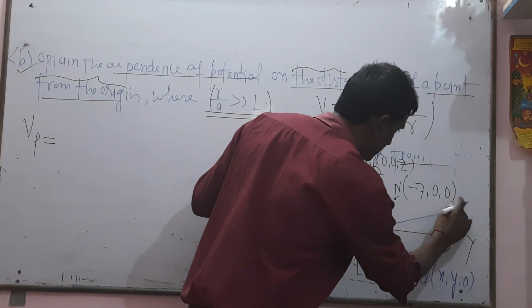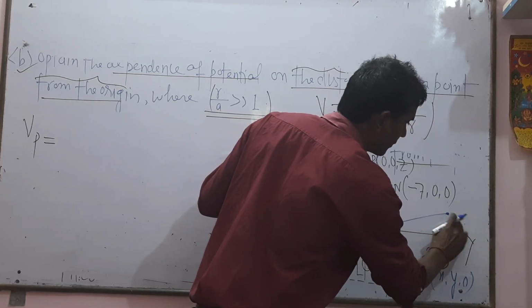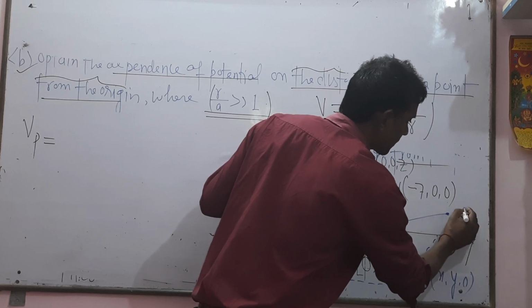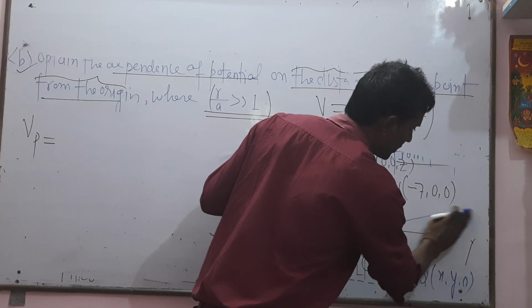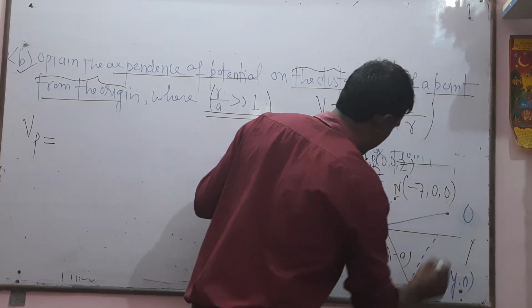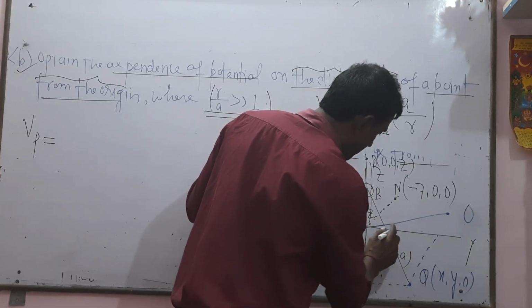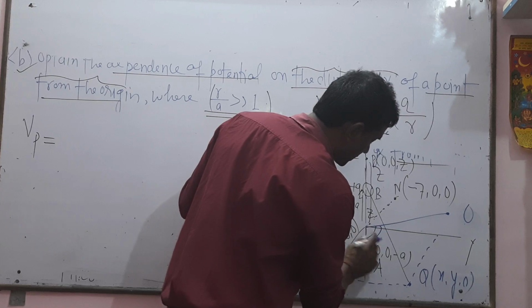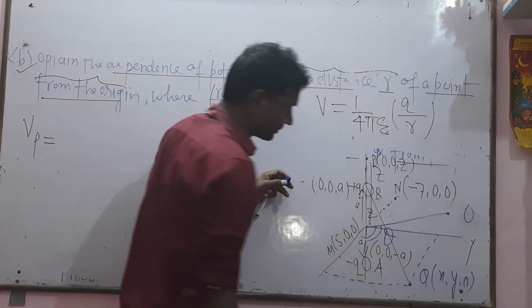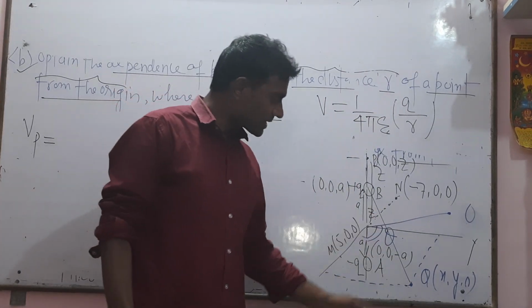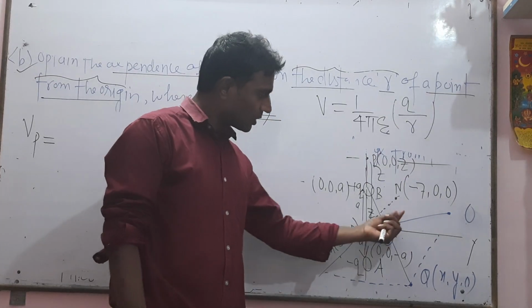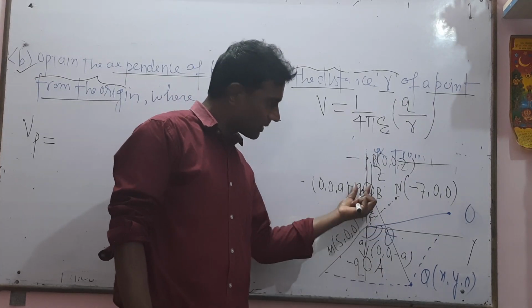Let us suppose this is the P point, and this is the O point. We need the electric potential. Let us suppose this angle is equal to theta. Why can you say this angle equals theta? Because this is minus q and plus q.